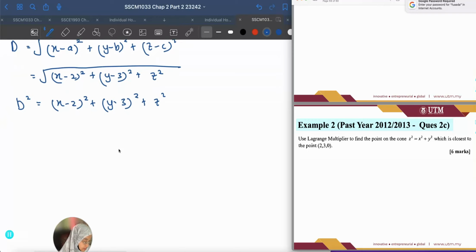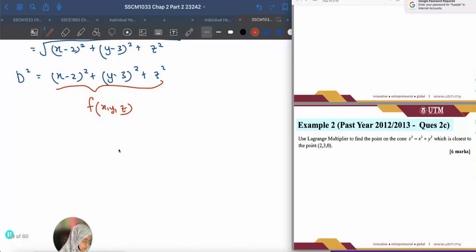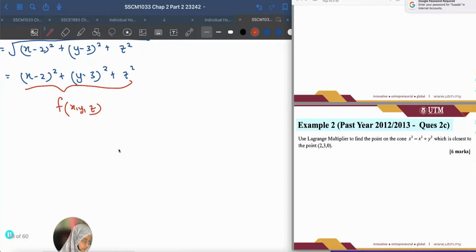So here your function is only this. This is your function in terms of x, y, z. Okay. And then how about g?